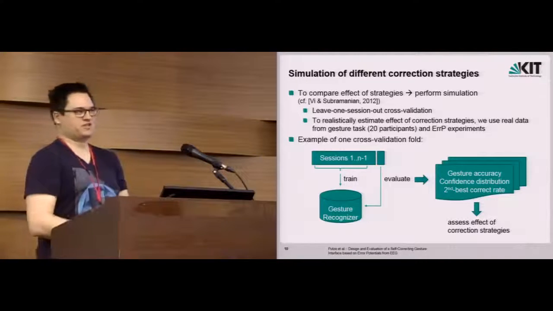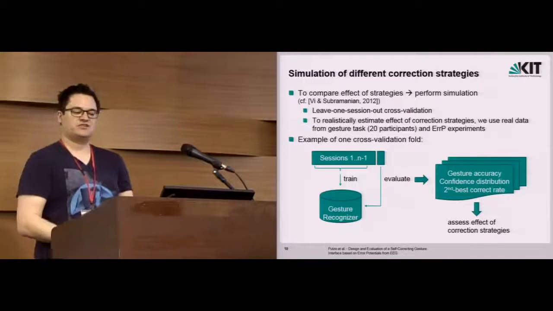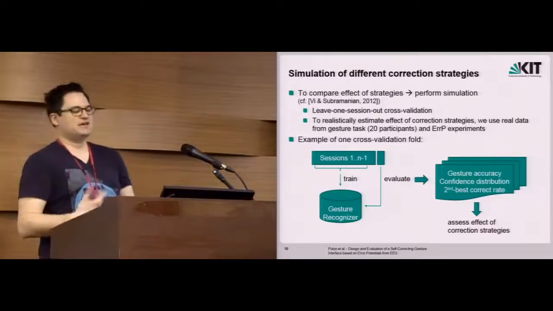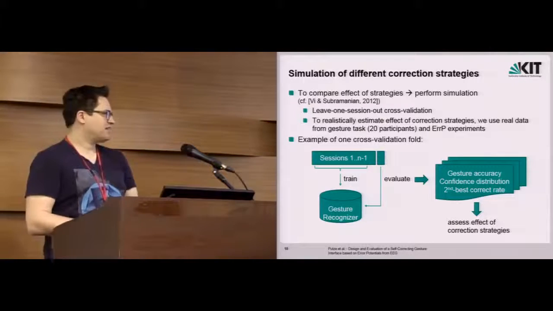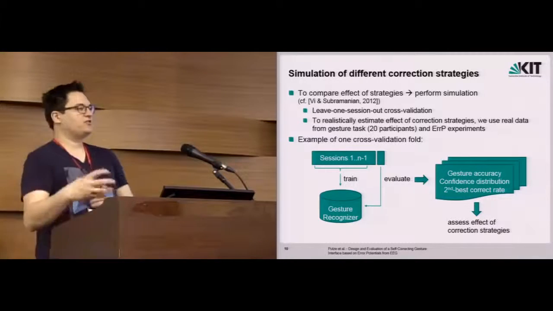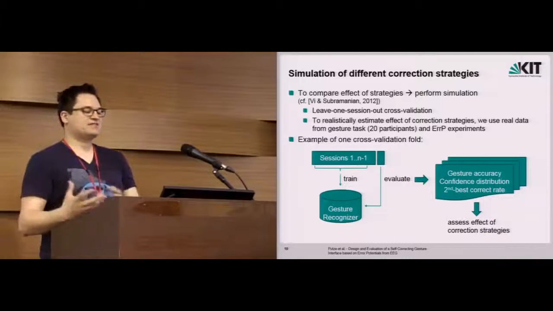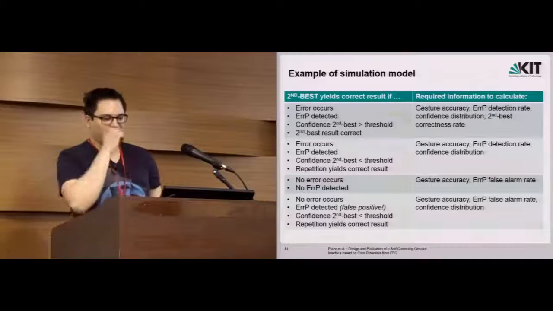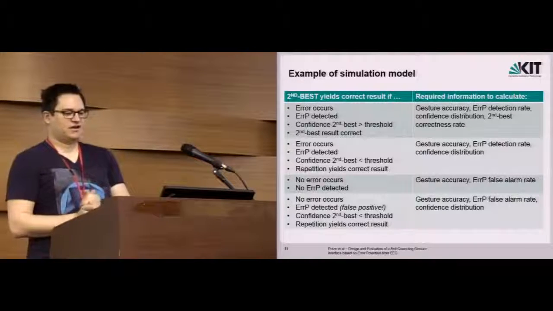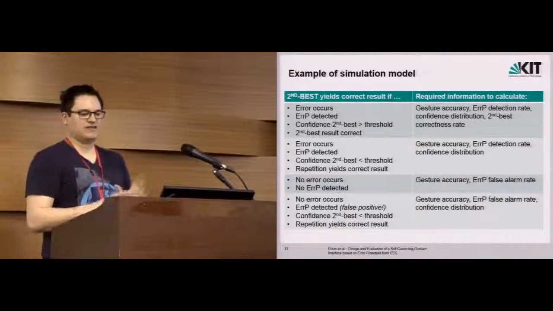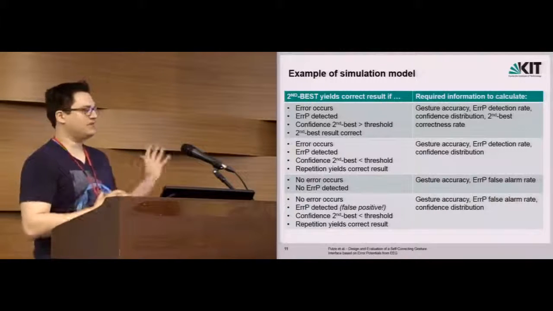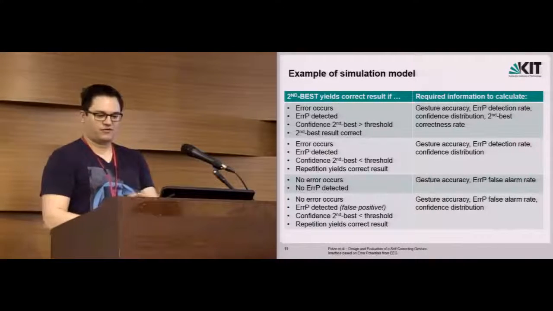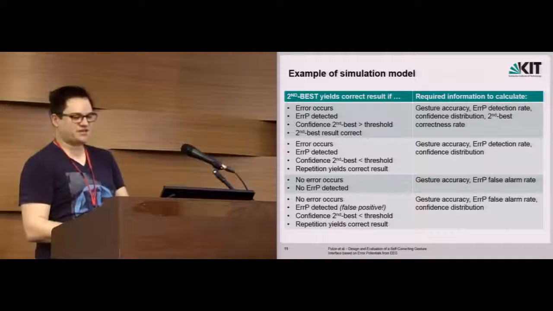For example, of course, the gesture recognition accuracy, but also the distribution of the confidence scores, the correctness rate of the second best in case of an error, etc. And using all those statistics, we can then assess the effect of the correction strategies. So to give you an idea of how the simulation model works, here's one example of how it calculates the probabilities of a successful correction for the second best strategy.